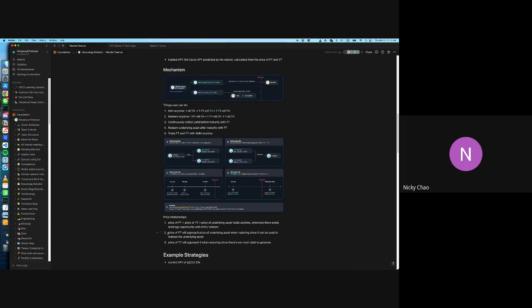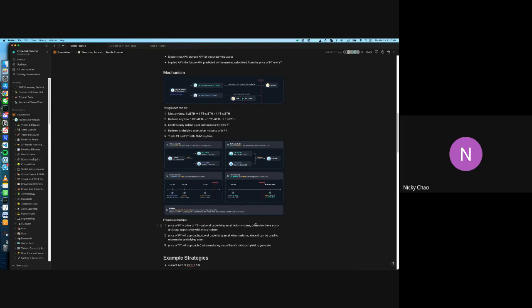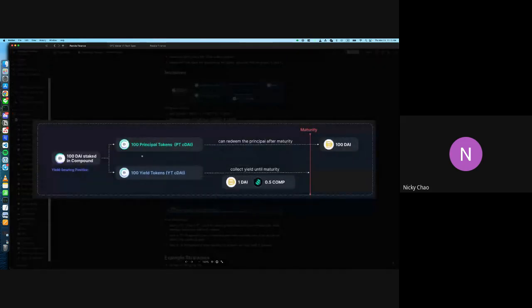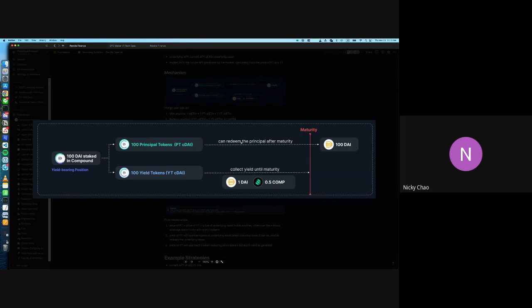And the second price rule is that the price of PT will slowly approach the price of the underlying assets during the maturing period. Because if you hold 100 PT token, after maturity, you will be able to claim 100 DAI. So when time passes during this period, the price of this 100 PT will actually become closer and closer to 100 DAI.